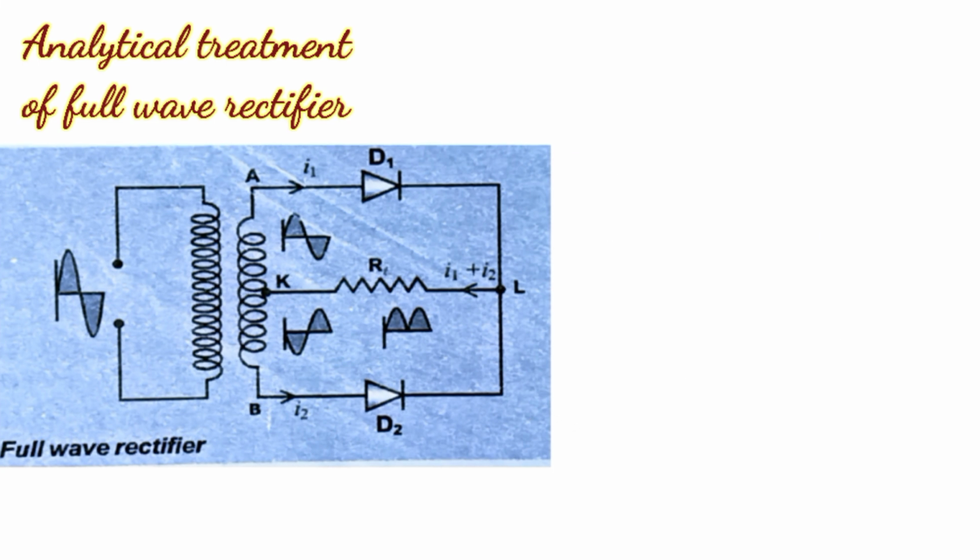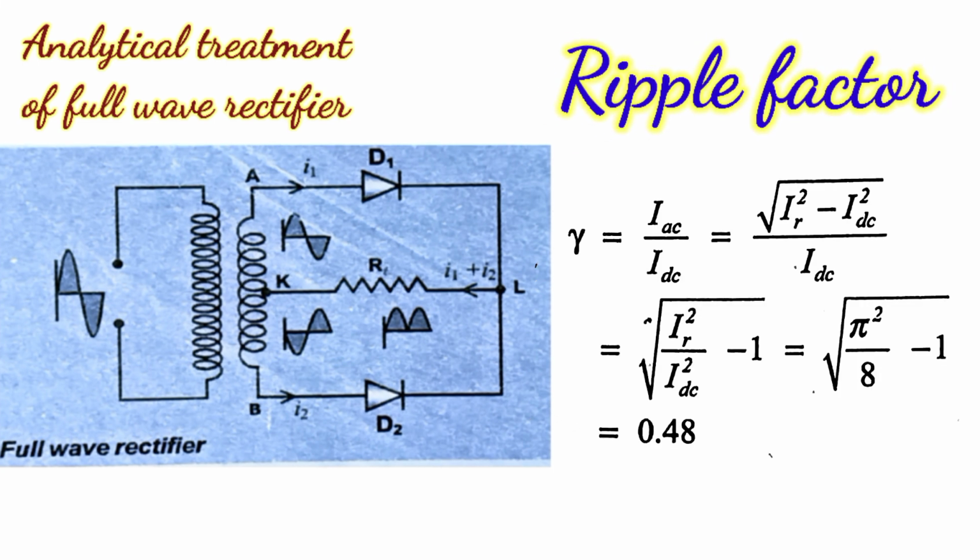Now let us calculate the ripple factor. The ripple factor of a rectifier is defined as the ratio of the AC component to the DC component of current. So gamma equals IAC upon IDC, equals under root IR square minus IDC square, upon IDC. So gamma equals under root IR square upon IDC square minus 1. On solving we will get gamma equals 0.48.